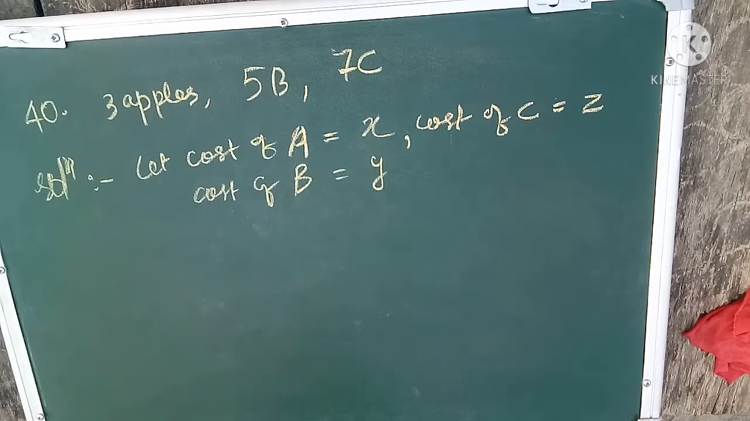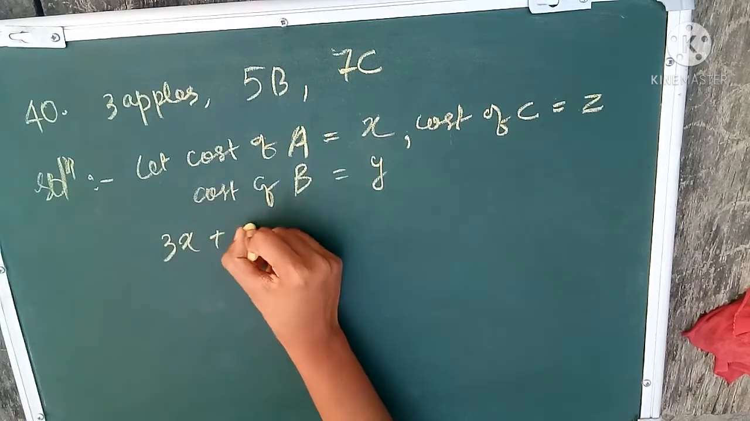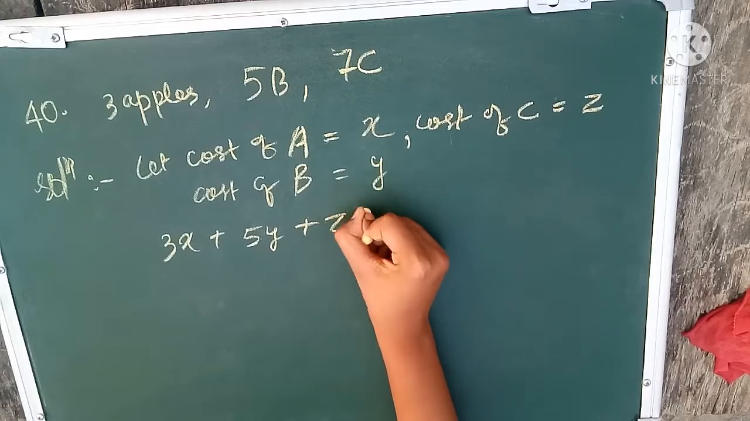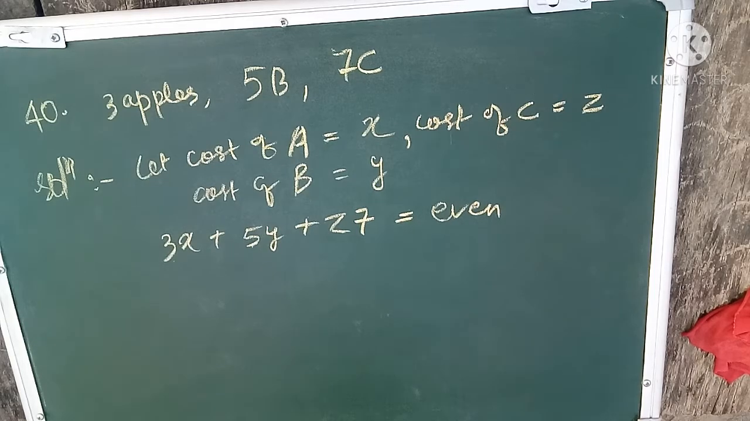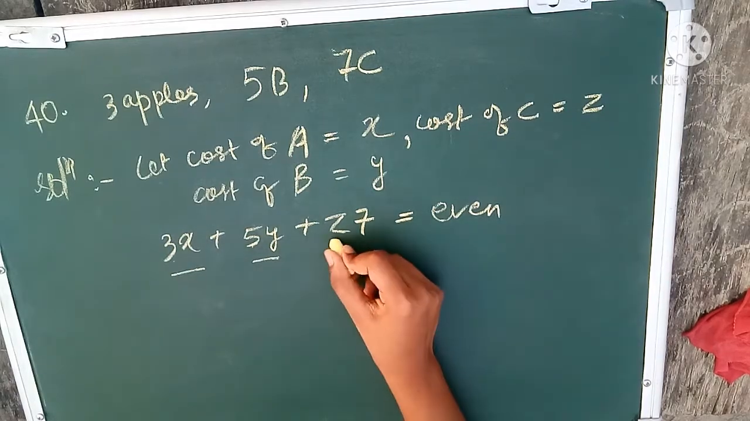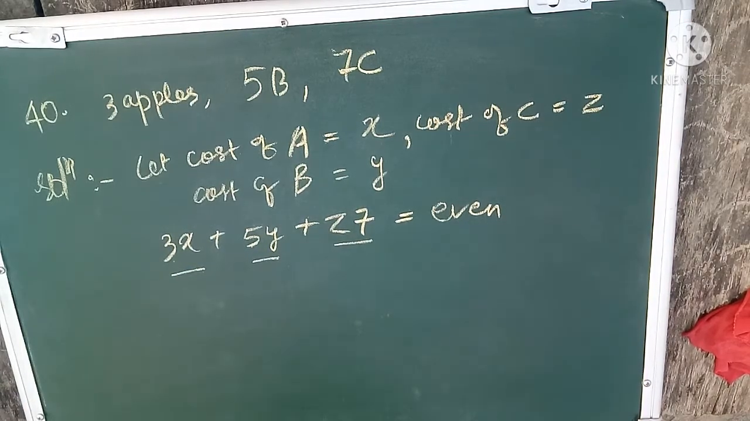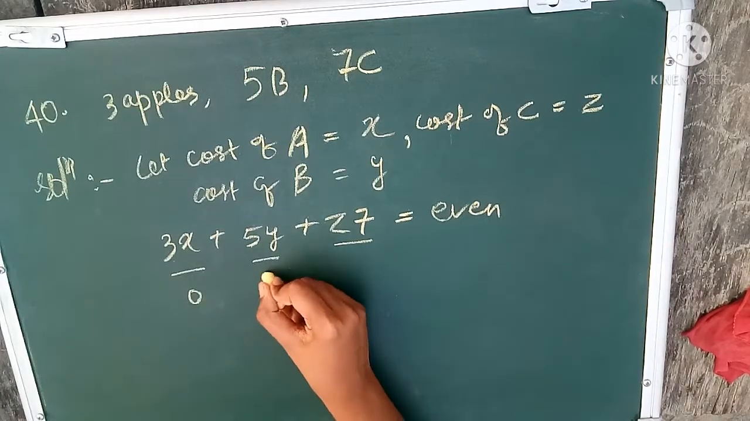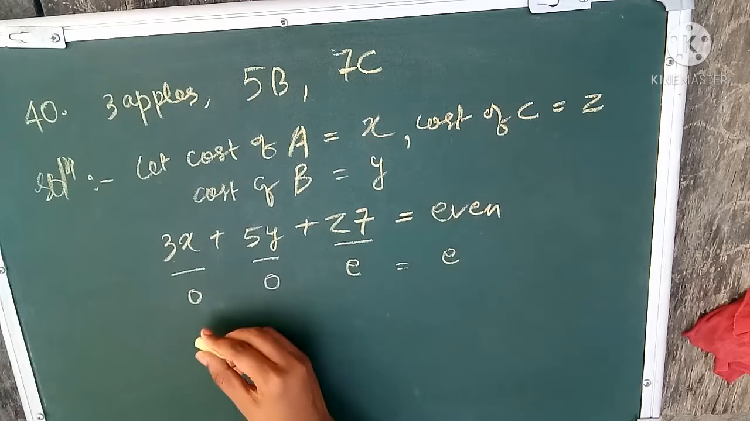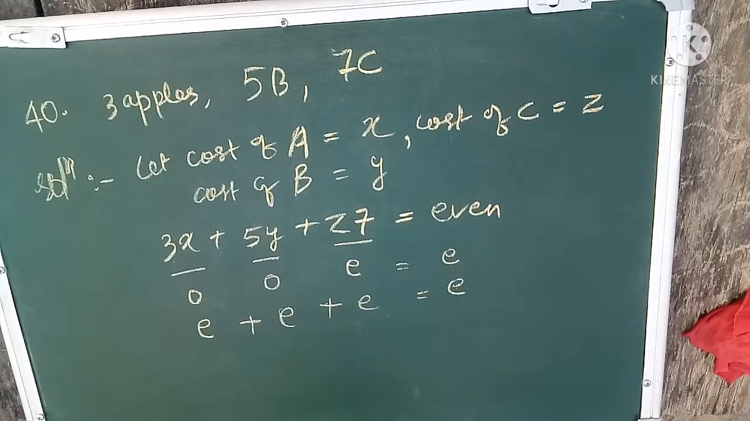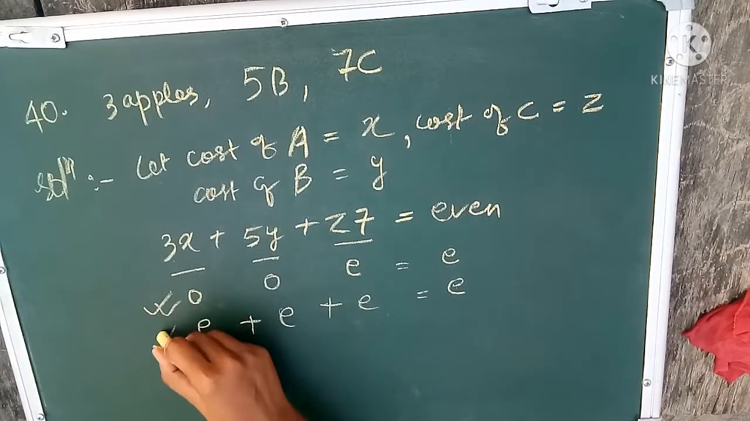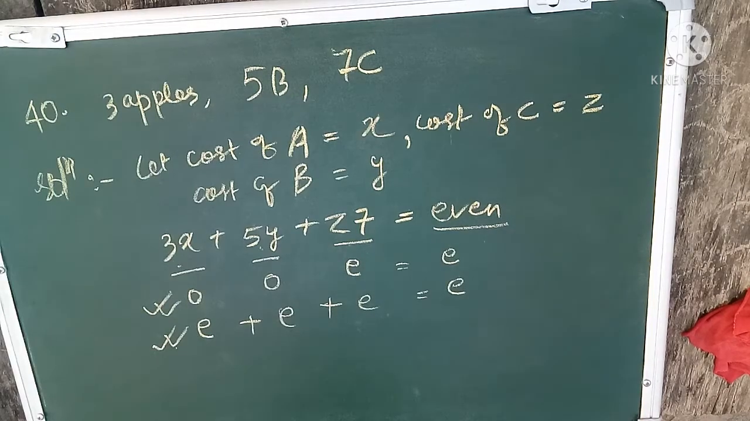So he bought 3 apples, 5 bananas and 7 custard apples. So we can say that 3x plus 5y plus 7z is an even number, which is already given in the question. Now according to the properties of odd and even numbers, the sum of 3 numbers is even if and only if the numbers are all even, or some combination of odd and even. So these are the two possibilities to get an even number. For this we have been given options here.